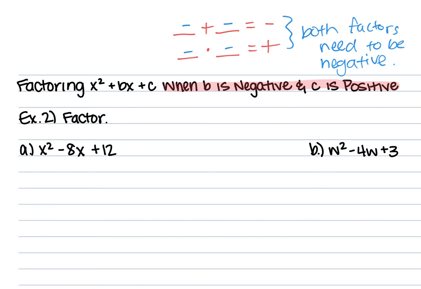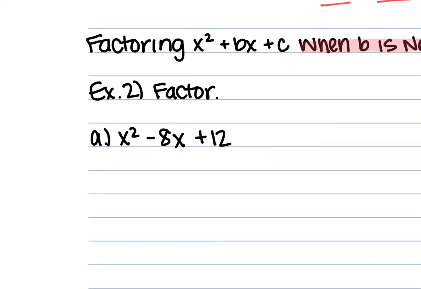All right. So let's do the first one, okay? We've got x squared minus 8x plus 12. What do I do first, peeps? A, B, C, baby. Every single time. A, B, and C. What's A here? 1. What's B? Not 8. Negative 8. And what's C? 12. What do I do next? You write down blank plus blank equals negative 8 and blank times blank equals 12.